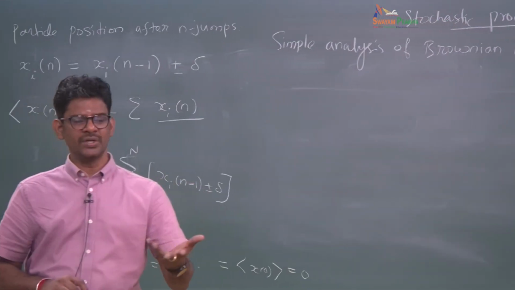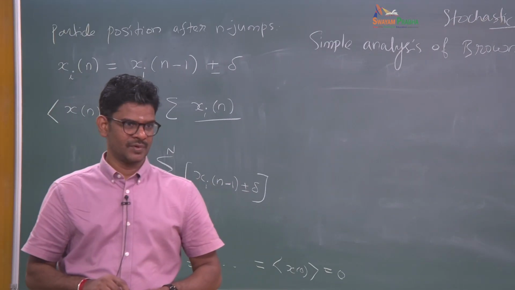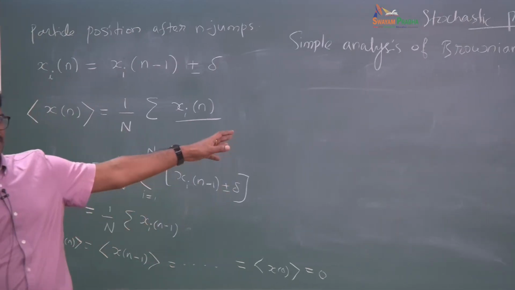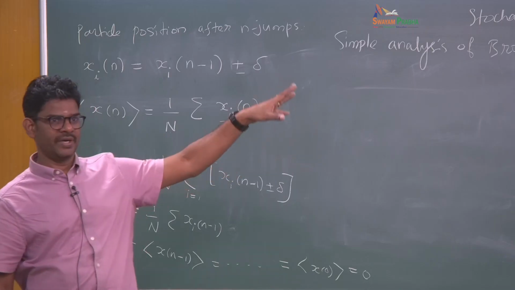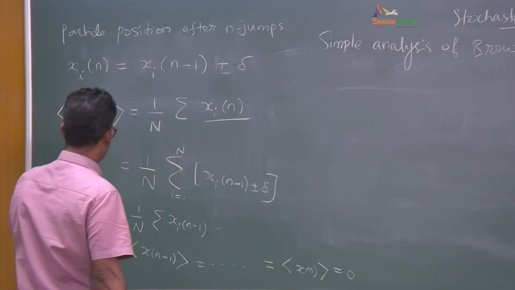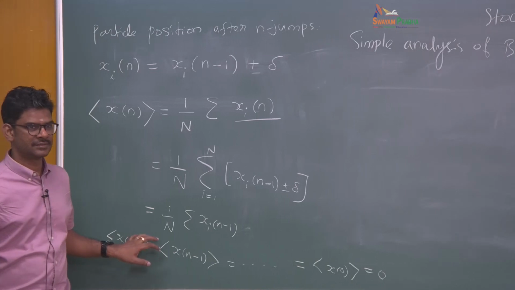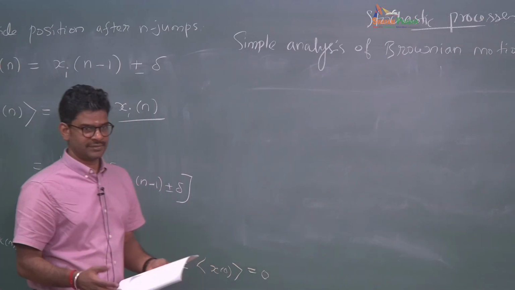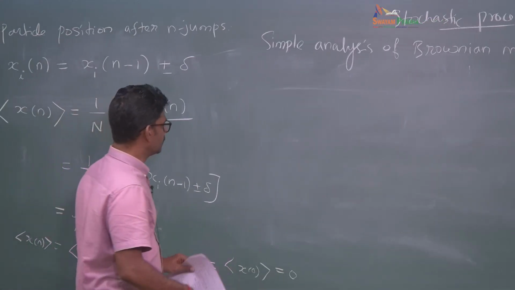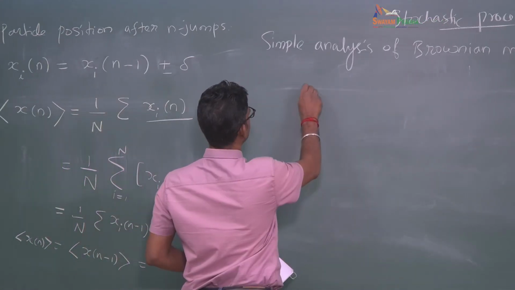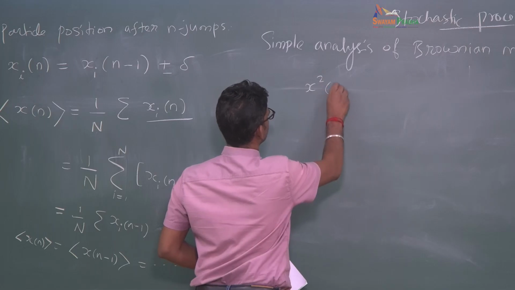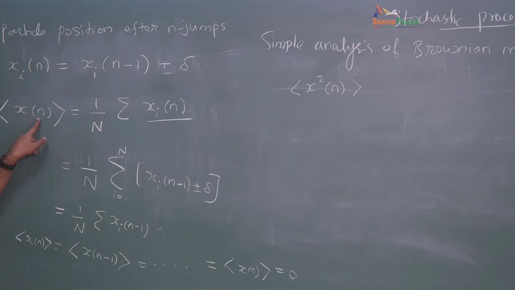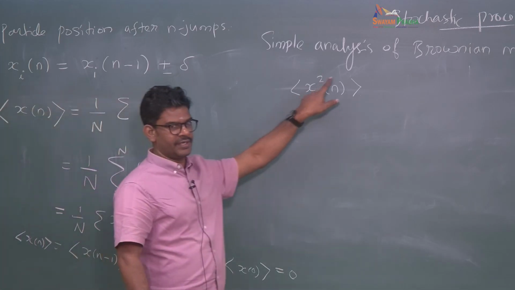So we can ask, what is the mean square position? The mean is 0, but what about the mean square position? The same way when I looked at the current fluctuation, I looked at the mean square, right? Similarly here we can ask, what is the mean square position of this particle? And we see whether that is going to survive or whether that also vanishes. So what we want is this x squared and the mean of this. Here I have taken only the mean of x, and now I am taking the mean of x squared.